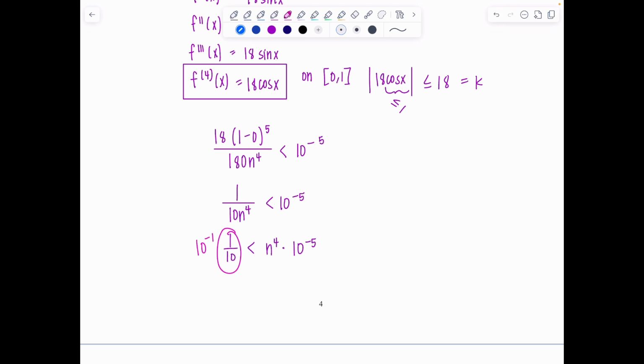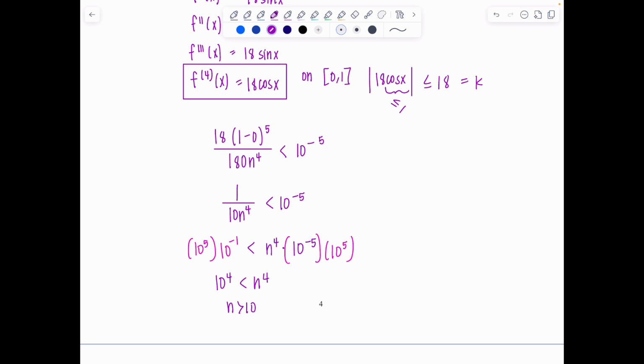Okay. Are we good with that? Yes, we are, Professor V. Okay, perfect. And then to get rid of 10 to the negative fifth, you multiply by 10 to the positive fifth. Okay, then we'll have 10 to the fourth is less than n to the fourth. Take the fourth root, n has to be greater than 10.